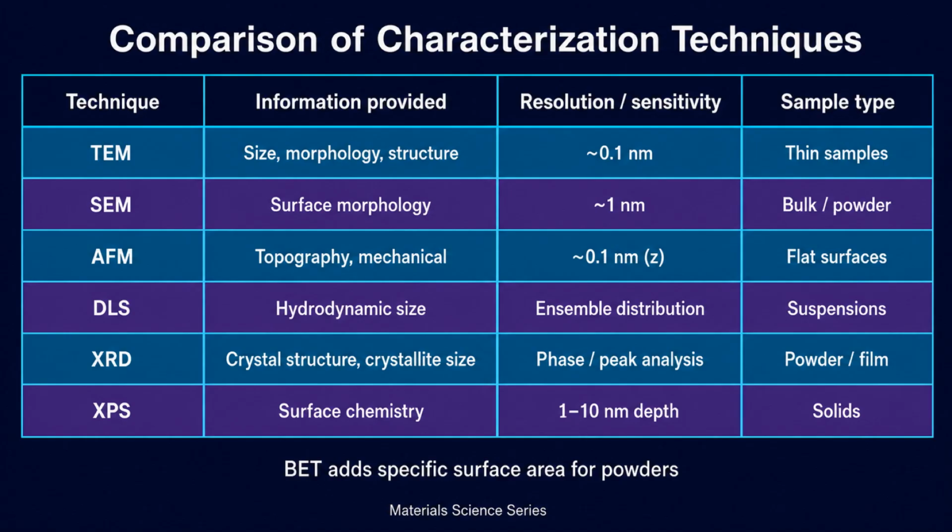X-ray diffraction, XRD, identifies crystal structure and estimates crystallite size using the Scherrer equation. X-ray photoelectron spectroscopy, XPS, provides surface composition and chemical state information from the top 1 to 10 nanometers. BET analysis measures specific surface area from gas adsorption. Each technique answers different questions, and comprehensive characterization often requires combining multiple methods.